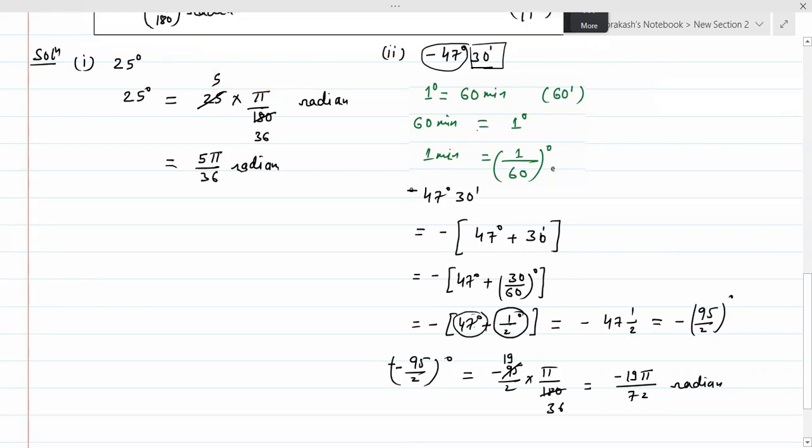So to add, you have to take the LCM. And whenever it comes in such a form, write it as a mixed fraction. That is 47 integer 1 by 2 degree. This many degrees. Now this one is a mixed fraction, so we have converted it to an improper fraction. So finally, when we have it in degree measurement, then we have converted to radian measurement.